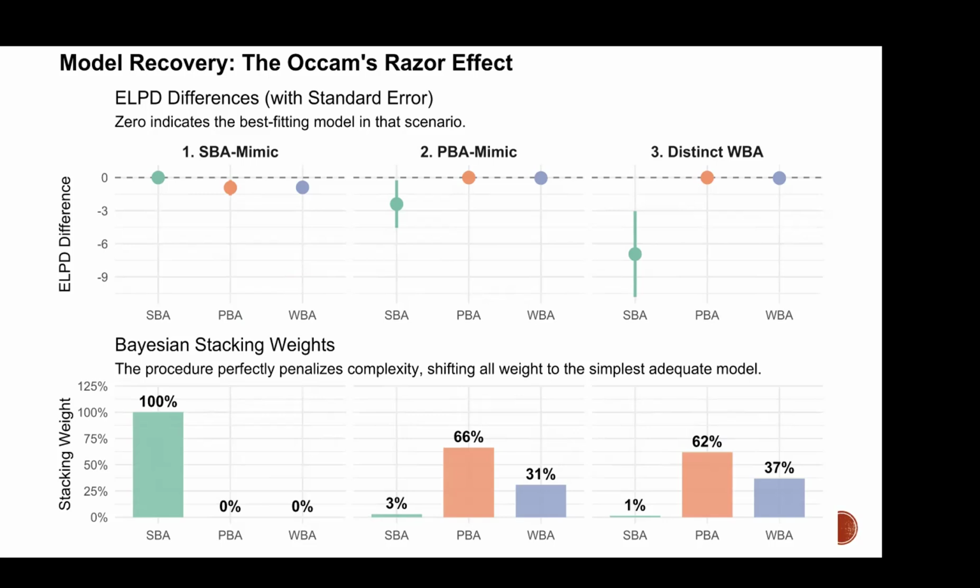Now here, there are a couple of questions that I want to ask you, and I want you to take a minute to think about them. The first one is, given that both PBA and WBA can generate data in the first scenario, why is PBA picked? Right? The second question is, why is the model so uncertain between the WBA and the PBA in these two scenarios and prefers the PBA in the last? Right? So take a minute.